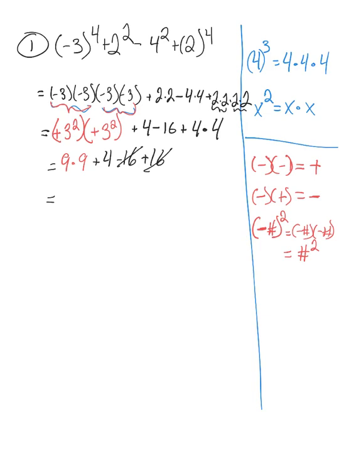So we're left with 9 times 9, which is 81, plus 4, which equals 85 as our final answer.